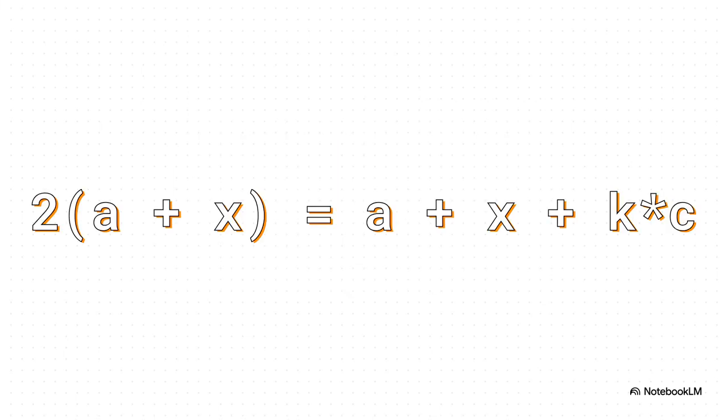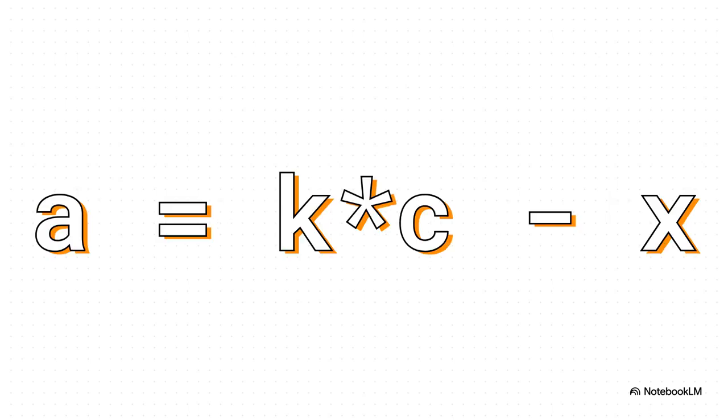Now, stay with me here because this is exactly where the magic happens. We know the fast pointer travels exactly twice as fast as the slow pointer. Therefore, 2 times the slow pointer's distance, which is 2 times the quantity A plus X, must equal the fast pointer's distance, which is A plus X plus k times C. It's just a simple algebraic equation, but guys, it holds the absolute secret to this entire problem. If we simplify that equation by just subtracting A and X from both sides, we get this incredible realization: A equals k times C minus X. This is literally the massive aha moment of our explainer.